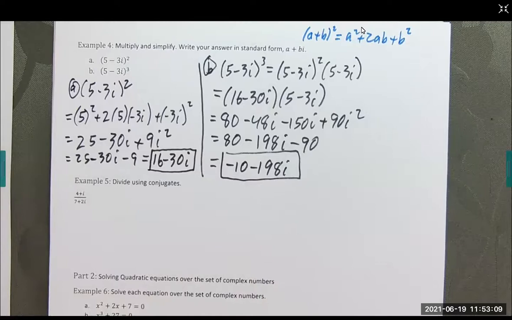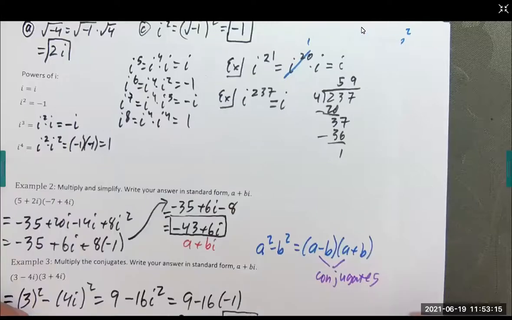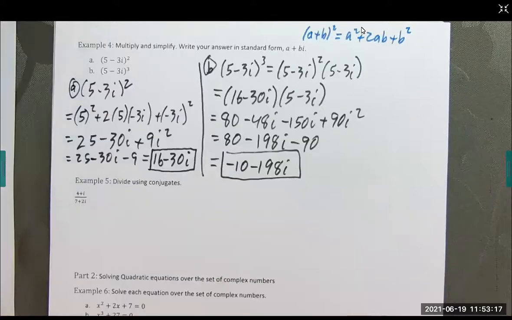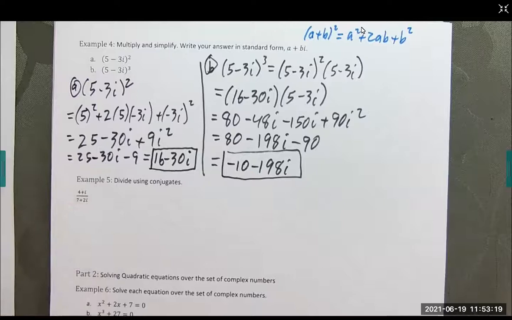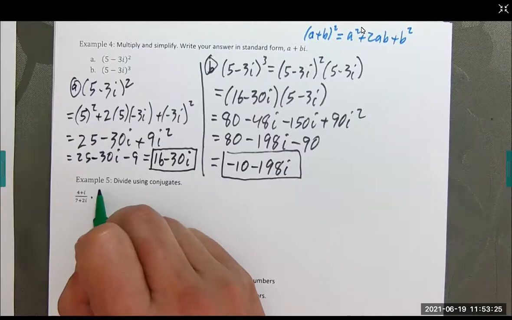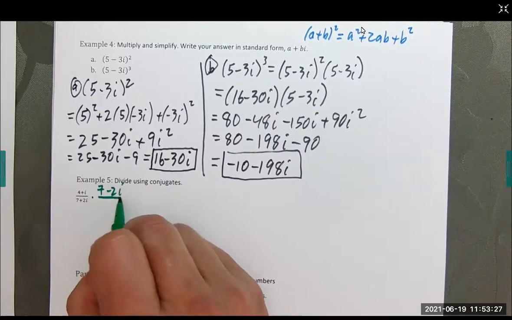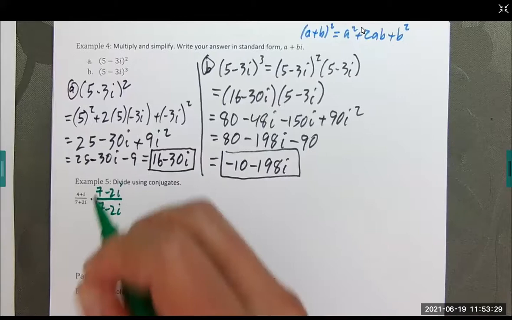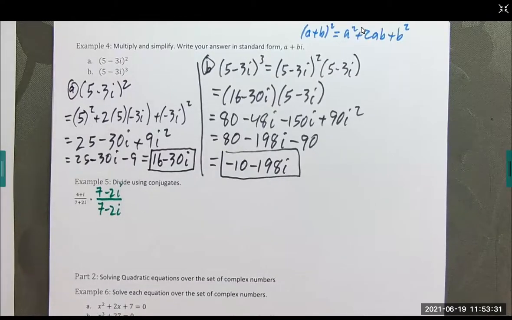All right, now we are going to use conjugates again. Just a quick recap: that's when they're the same, but one's minus, one's plus. I'm going to multiply the top and bottom by the conjugate of the denominator in this case. So if I have 7 plus 2i, its conjugate is 7 minus 2i. It has to be the opposite. Up top, I'm going to FOIL.